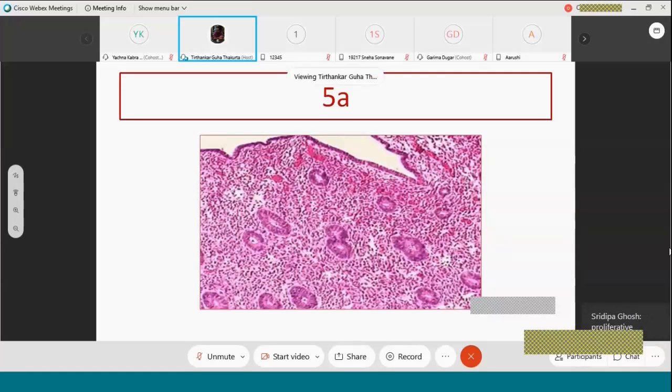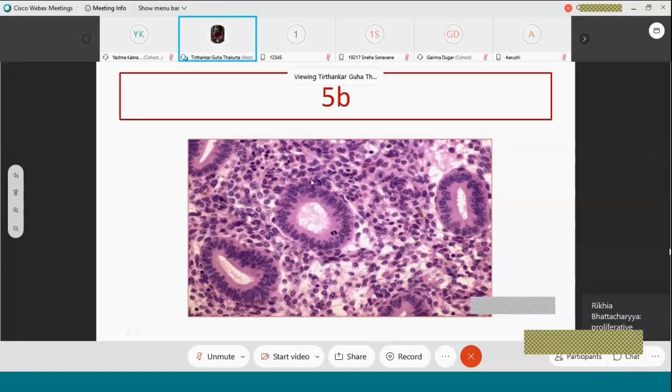Very good. So this is the proliferative endometrium. If you go into the higher power, you will see there are round glands. You can actually see cell division happening. This cell is in a state of division. And the matrix is also richly cellular. This is the proliferative endometrium.